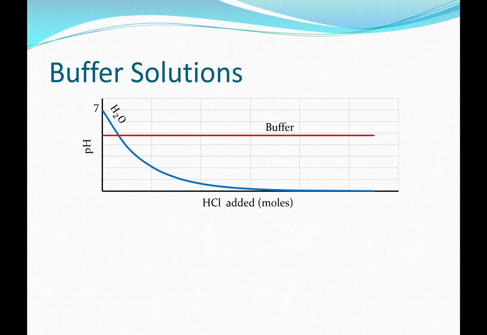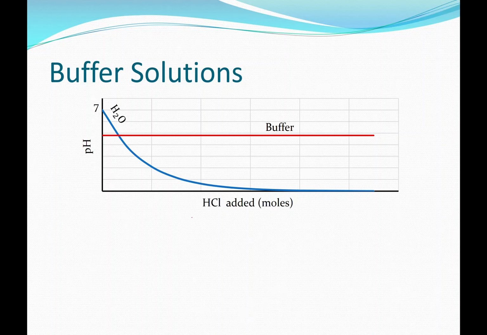Okay, so this is kind of a cartoony version of what would happen, and it's not exactly right because the buffer would change a little bit. But if we sort of compared what would happen to the pH of a solution that was just water as we add hydrochloric acid to it, that water solution would start at 7, right? And then it would drop pretty dramatically until we got to whatever that concentration of the HCl would give us in terms of pH. So pretty low pH, around 1, something like that.